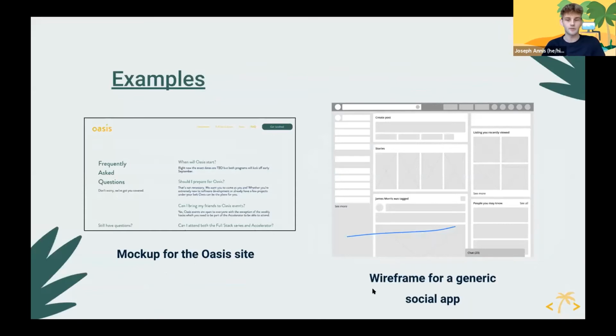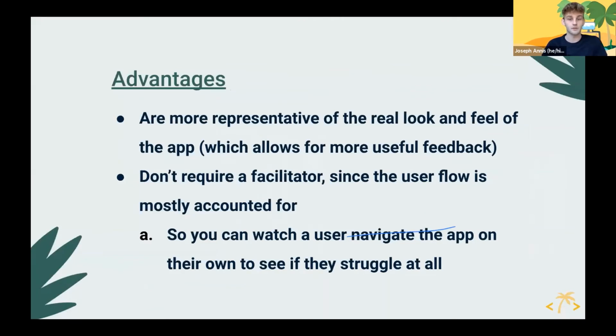So yeah, this is a mock-up for the Oasis site, and then we have a wireframe that's more mid-fidelity of some generic social app that just shows the structure of information, things like that. So they're more representative of the look and feel of the app, which then again allows for more useful feedback. There's this bullet point about not requiring a facilitator since the user flow is mostly accounted for. That's a word that we use when we're talking about prototyping with paper sketches and doing user testing. So we'll go into user testing later and I'll give some more context there. But yeah, you essentially can, using Figma, hook these prototypes up so this button goes to this screen, which is really useful because you can simulate that experience of using it.